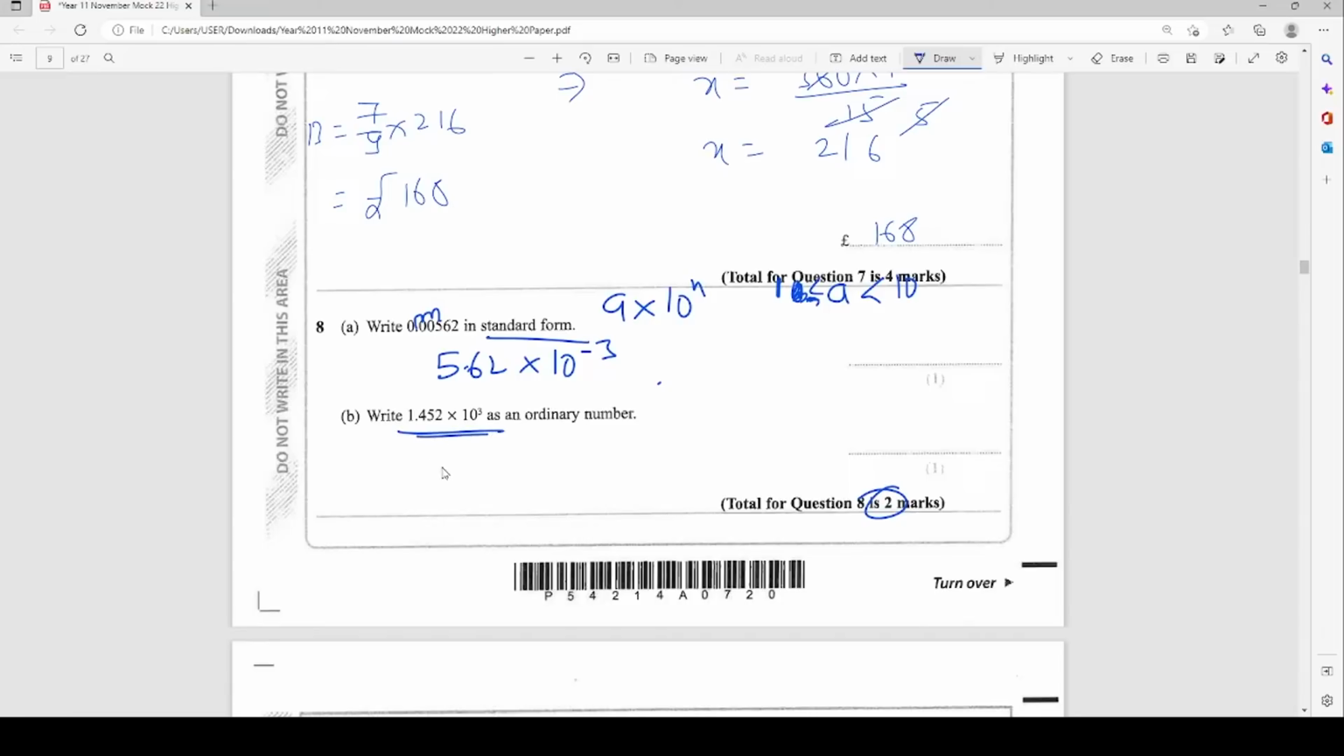If I have to write it in the ordinary form, you have to understand 10 cube basically means I'm multiplying it by 1000, so 1452 is my answer. So 1452 and 5.62 times 10 to the power minus 3.